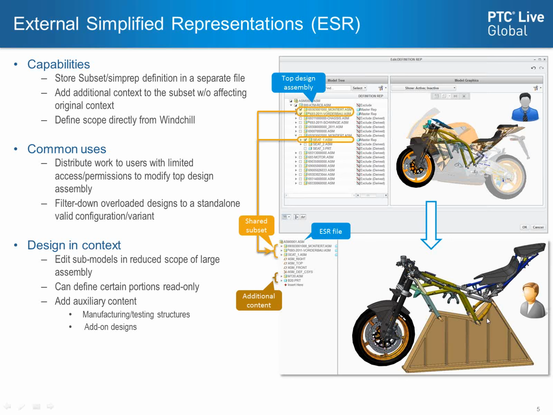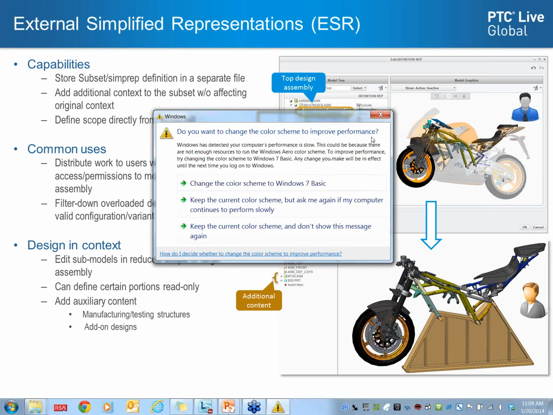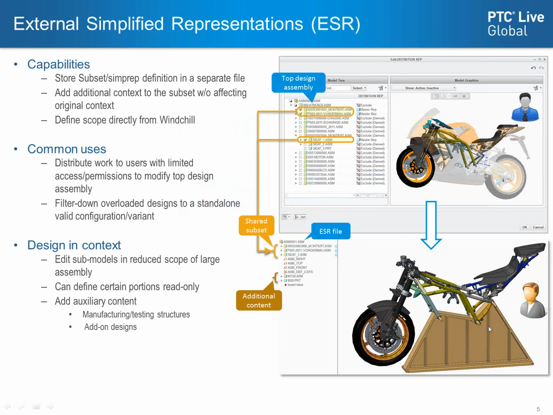So for example, if you look at this motorcycle picture, if I need to design some assembling equipment or some manufacturing jigs, I can design them in the context of this external simplified rep without making any changes to the top model and without retrieving the entire top model for the design task. I only define the subset that is relevant for this design. I filter out the components that are not required, and I can design new items that are not going to interfere with the top assembly.